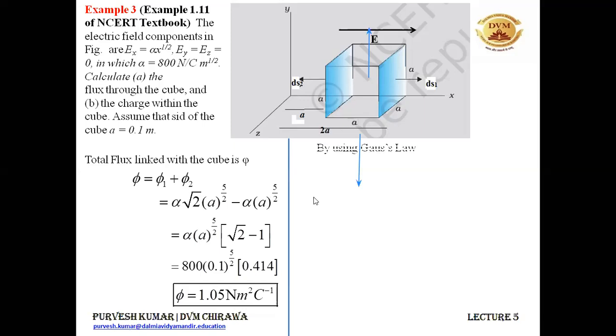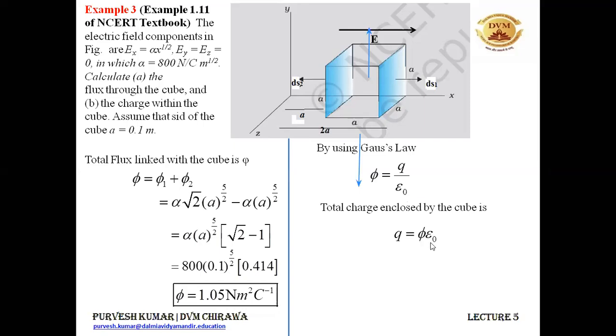The charge within the cube can be obtained by using Gauss's law. Gauss's law says that the total flux linked through a closed surface is equal to Q upon epsilon naught, where Q is the total charge enclosed by that surface. Now we need to find this Q, the charge enclosed by my cube. So I should be multiplying the flux with epsilon naught. The total charge enclosed by the cube is the total flux linked with the cube multiplied by epsilon naught.